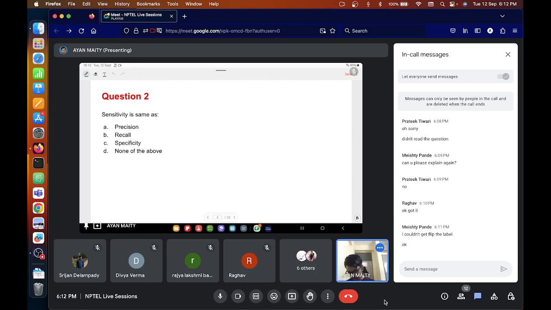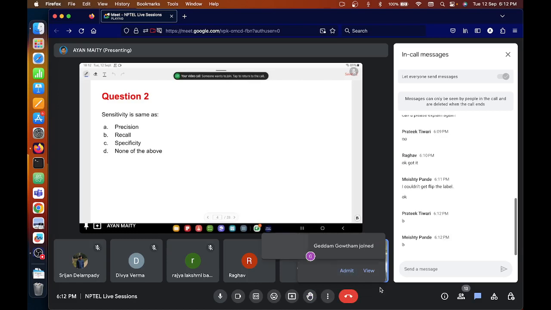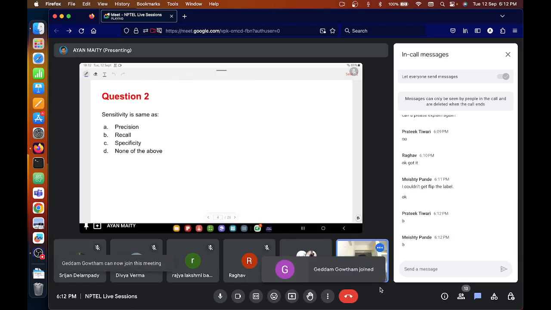Question 2. Sensitivity is same as precision, recall, specificity, none of the above. Pratik Tiwari is saying option B, Mr. Pandey is saying option B.